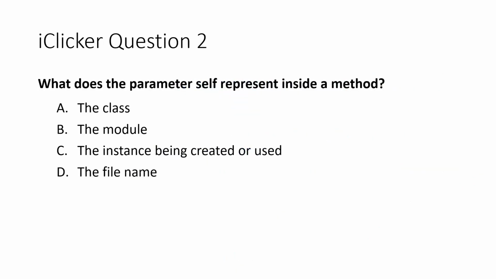Now, what does the parameter self represent inside a method? I just said that. So everyone should answer this. Just want to see who was listening to me. What does self represent? Does it refer to a class, a module, an instance, or a file name? So 10 more seconds.